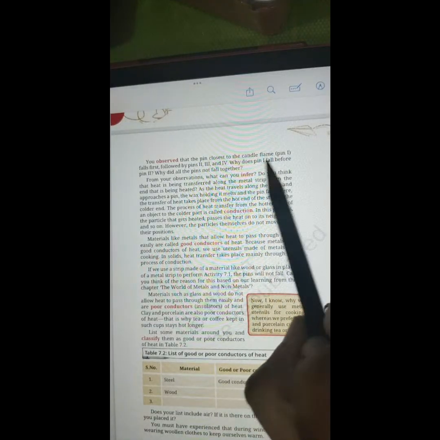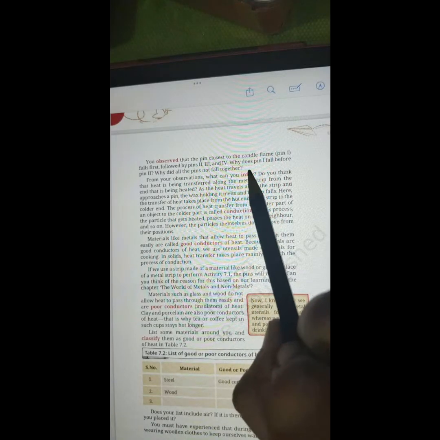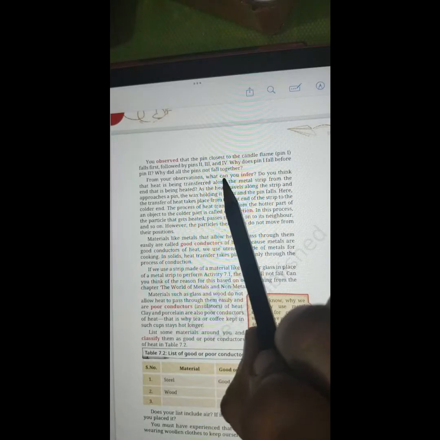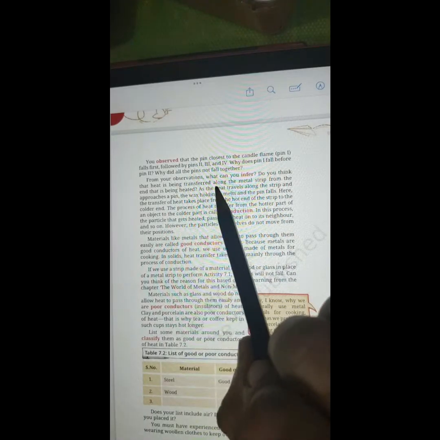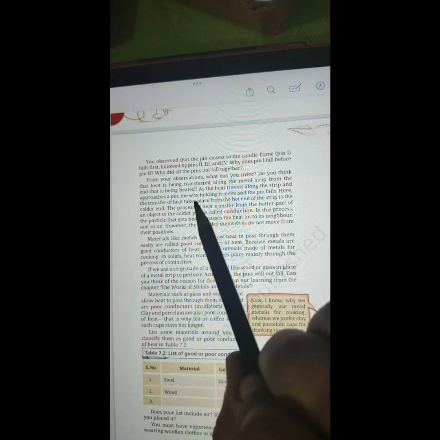So you observe that the pin closest to the candle flame, pin 1, falls first, followed by pins 2, 3, and 4. Why does pin 1 fall before pin 2? Why did all the pins not fall together? From your observations, what can you infer? Do you think that heat is being transferred along the metal strip from the end that is being heated?